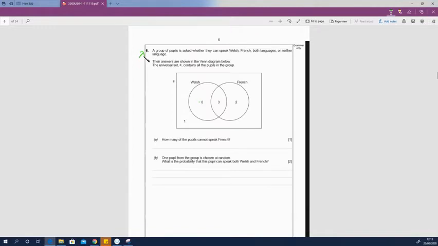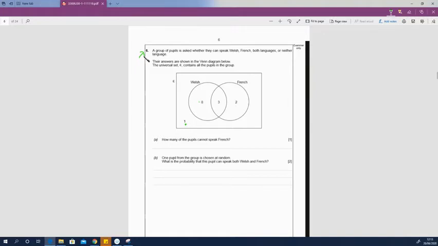Question 6. A group of pupils is asked whether they can speak Welsh, French, or both languages, or neither. Their answers are shown in the Venn diagram below. The universal set, that means all the pupils, contains all the pupils in the group. So this box contains all the pupils in the group. This pupil out here doesn't speak either Welsh or French.